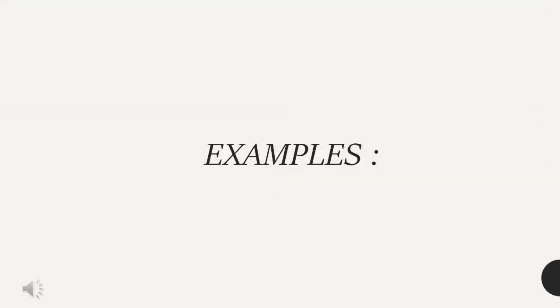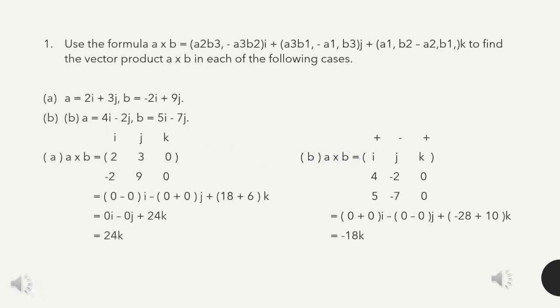For example, question. Example 1. First read the question. Use the formula A cross B. For question A, A equals 2i plus 3j and B equals negative 2i plus 9j. Okay, A cross B. So we write the formula.